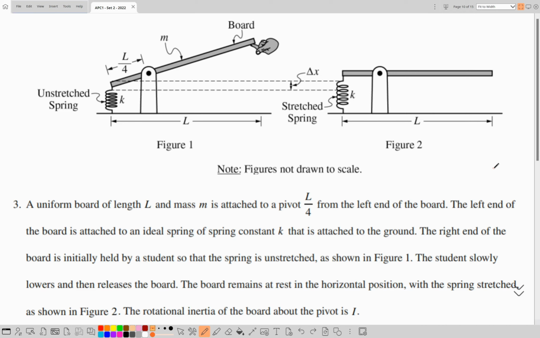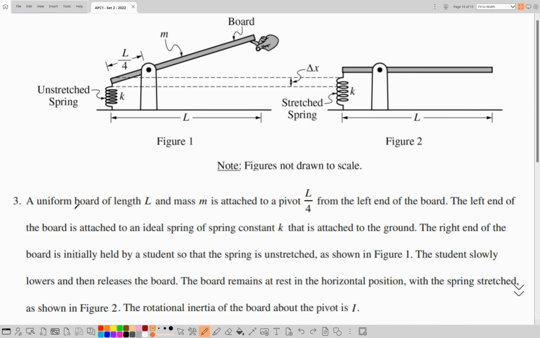Hello APC Mechanics students, today we'll solve the past paper FRQ 2022 set 2 exercise number 3. And always remember that the figure appears above the text, so you always look at the figure above and not below. A uniform board of length L, the moment they mention it's uniform, which means the mass distribution is the same and the center of mass is located geometrically at the center of the rod or the board.